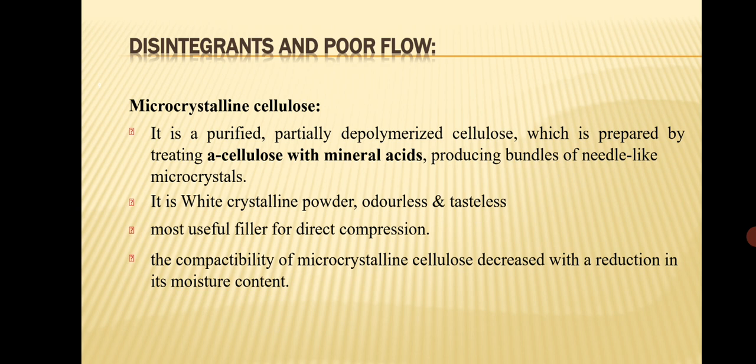Disintegrants and poor flow. Microcrystalline cellulose is a partially depolymerized cellulose which is prepared by treating cellulose with mineral acids and produces a bundle of needle-like microcrystals. It is a white crystalline powder which is odorless, colorless and tasteless. It is the most useful filler for direct compression. The compatibility of microcrystalline cellulose decreases with reduction in its moisture content.